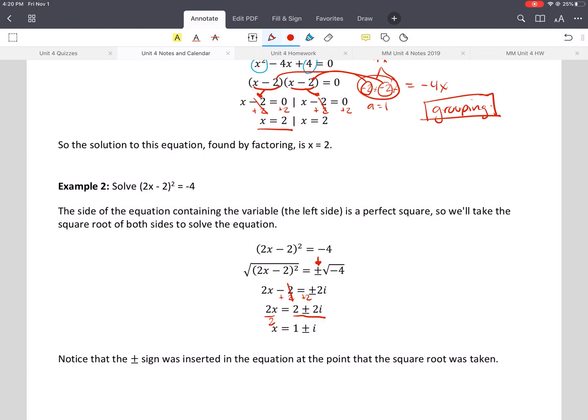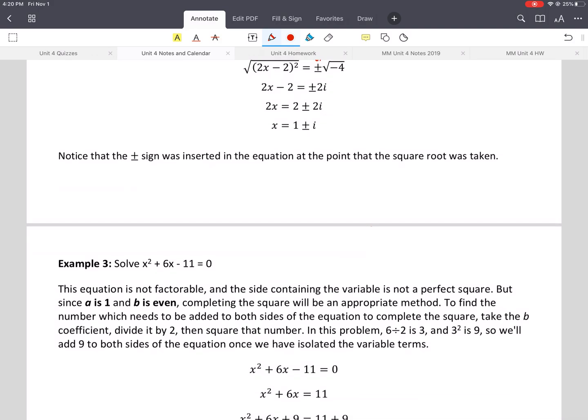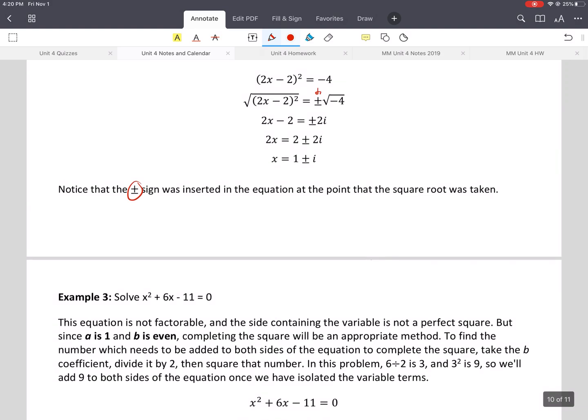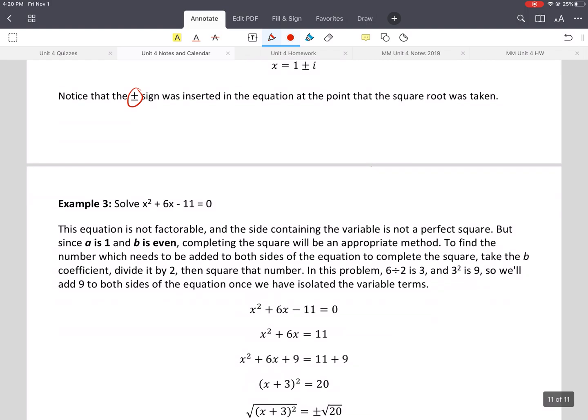Okay, so again, perfect square equations will be more like what's in completing the square, and we'll talk about that now. And it says here, notice that the plus or minus sign is inserted in the equation when the square root was taken. So we have to put a plus and minus whenever we square root both sides.